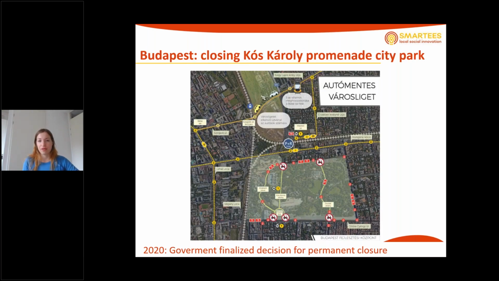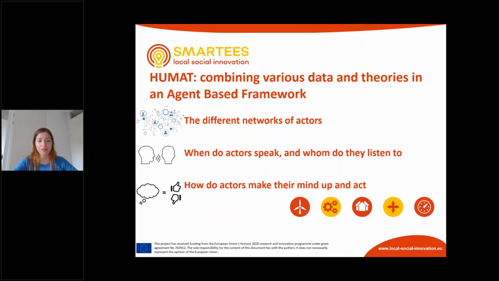In Budapest, a very similar case is developing. Also here you see a map of the main park in Budapest, where they also wanted to close a park for cars, and only recently the government finalized this decision for permanent closure. So what we in SMARTEES try to do is build a model for Budapest to see how citizens view this closure and how this could have been influenced with policy scenarios.